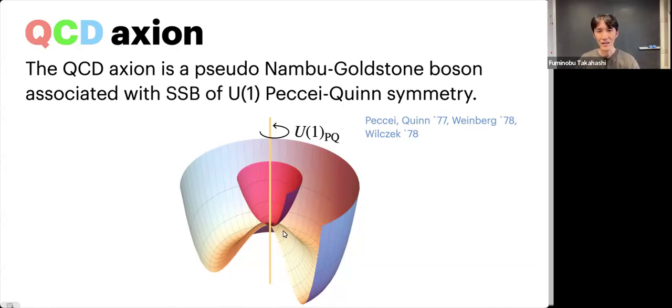Okay. On the other hand, the radial degree of freedom, which is sometimes called the saxion, has a mass much heavier than the QCD axion.